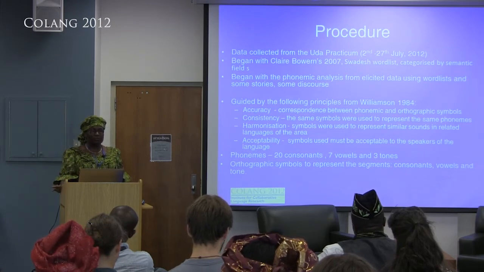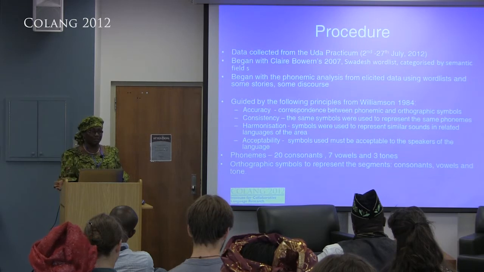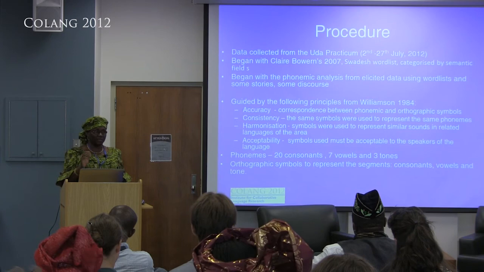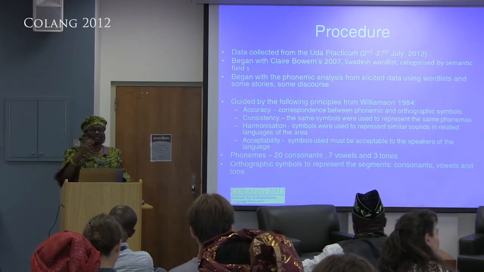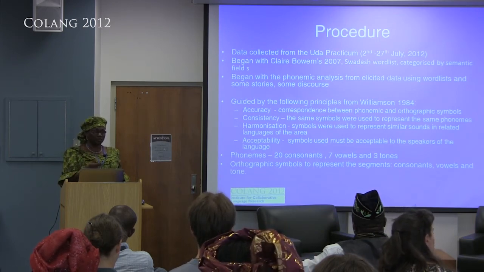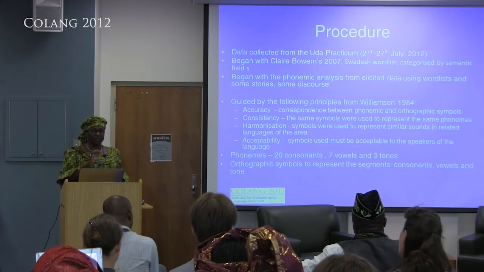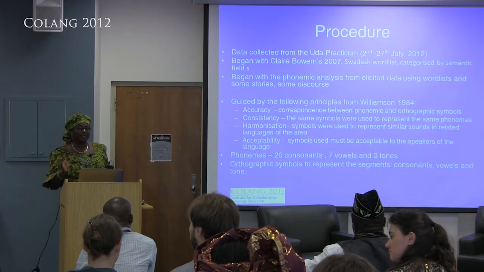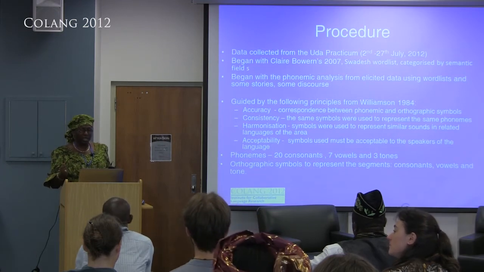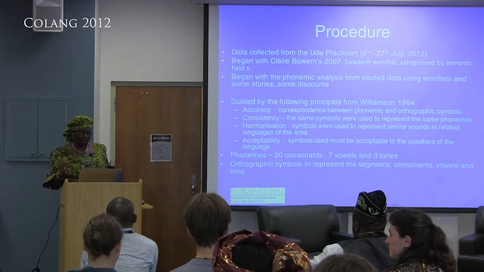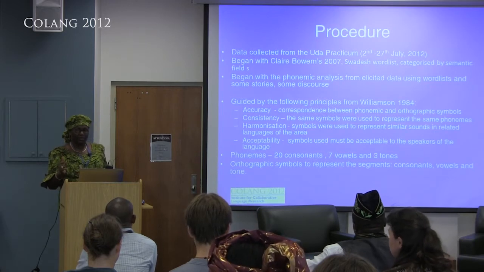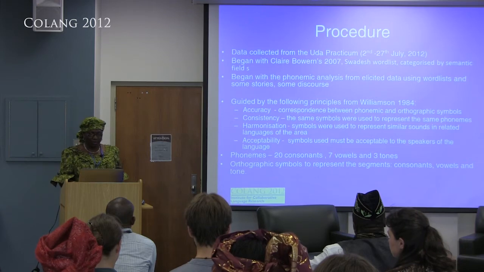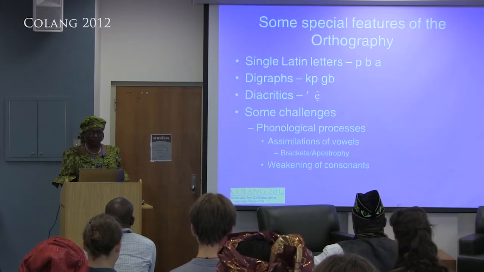And then, most importantly, there has to be acceptability. We are working on this Uda, so the Uda consultants represented the community. As we presented each symbol, we consulted with them and we all agreed that the symbols that we proposed were agreeable to the community users. And so on the basis of the 20 consonants, the 7 vowels and the 3 tones that we have already presented, we found symbols for those.